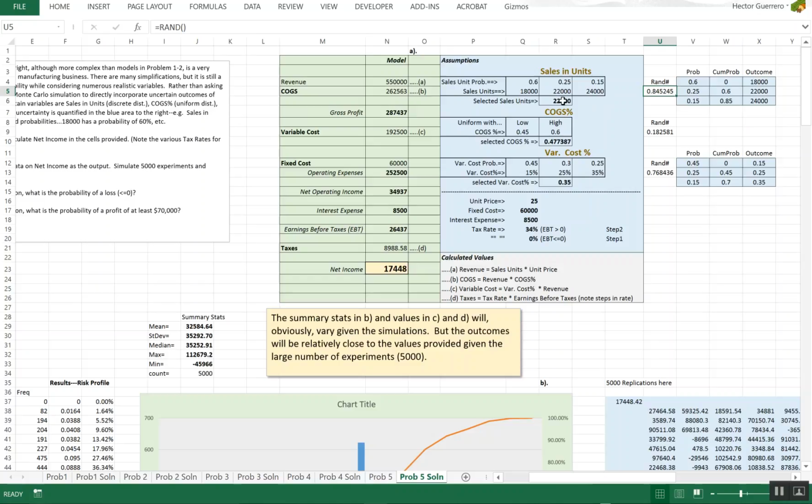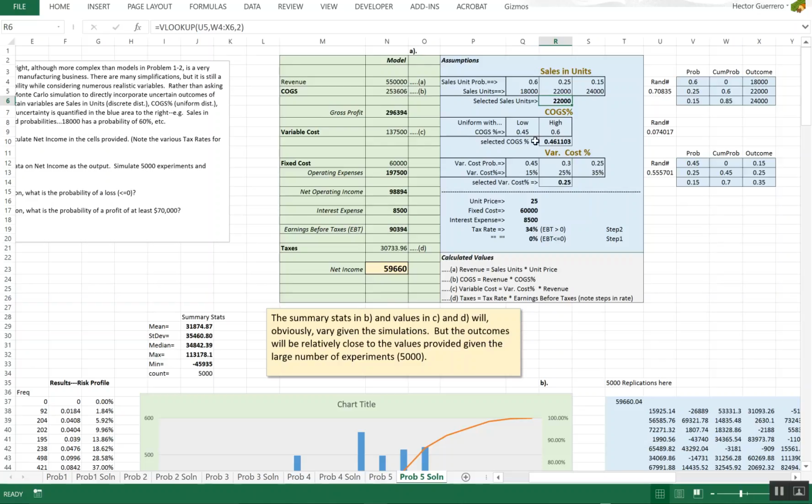Why? Well, because I'm going to be using a vertical lookup to take my RAND, which is U5, take it over here, look for a value, and return a value, and that value here is 18,000. So every time I recalculate the spreadsheet, I get a different value for the various uncertain events. You can see that changing as I recalculate the spreadsheet.